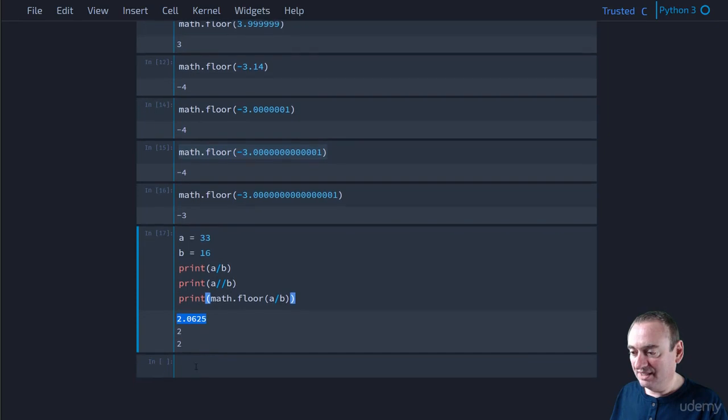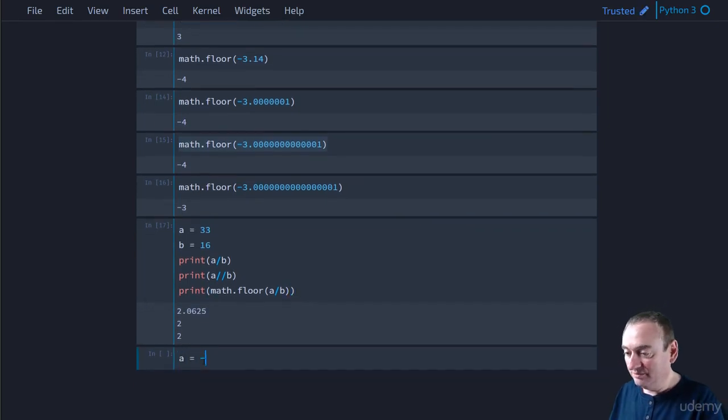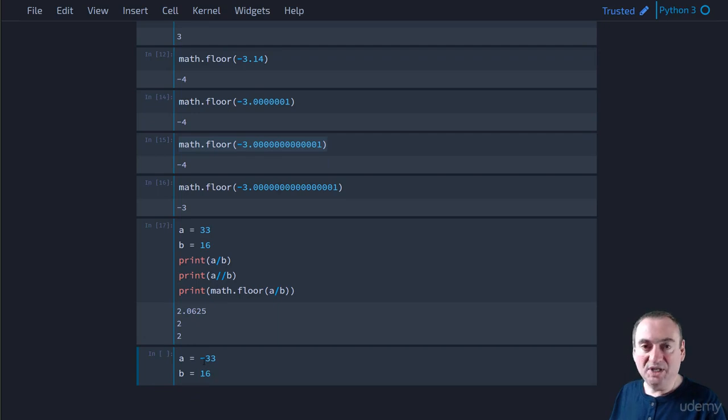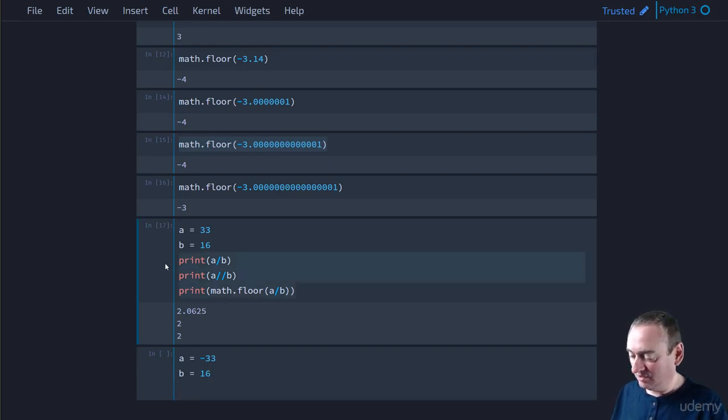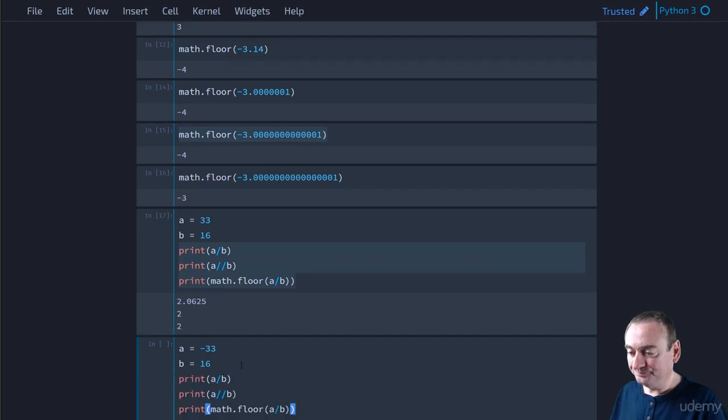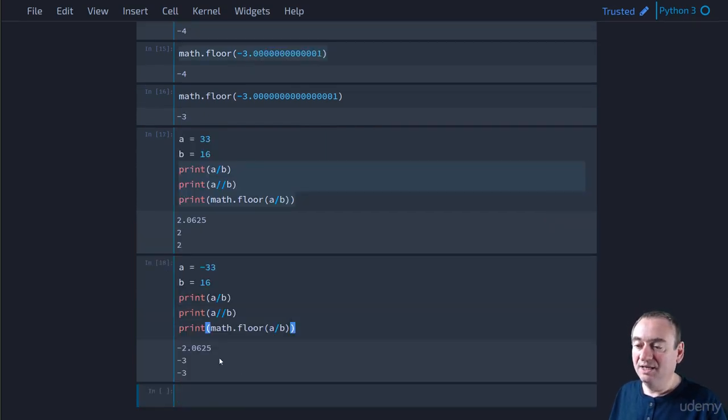Now let's just do an example using a negative number. B equals 16, so we'll keep everything else the same, but just a becomes negative. And we're going to print out the same thing, so I'm going to copy paste. And here's what we get, right? A divided by b is minus 2.0625.